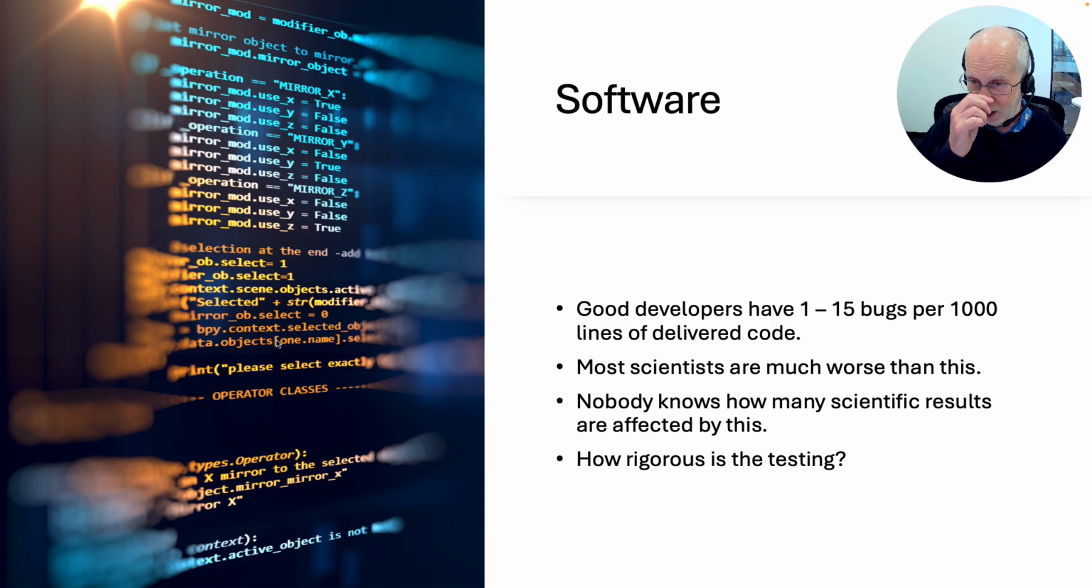Then, of course, there's software. A really good software developer has between 1 and 15 bugs per 1,000 lines of delivered code. Most of the people writing scientific software are not really good developers. They're often graduate students who've just taught themselves to program, and so it's much worse than this. So there is absolutely no doubt whatsoever that the scientific code used to do all sorts of scientific things, I mean, many big projects from the Large Hadron Collider to supercomputer simulations of bomb explosions, and global warming simulations, these are all millions of lines of code, and there will be bugs in them. No one really knows how many scientific results are affected by this.